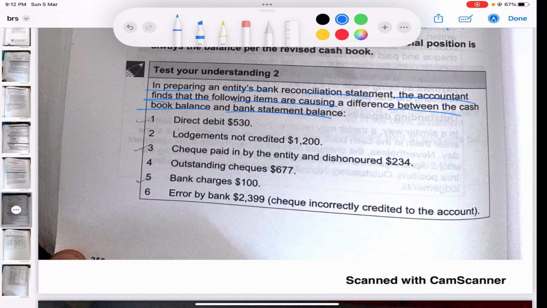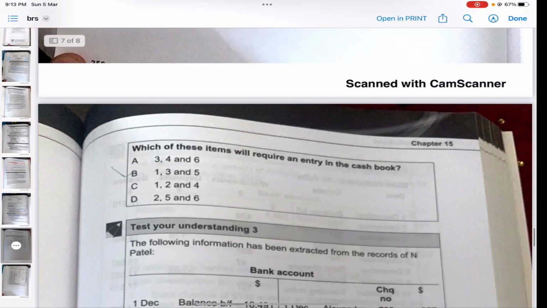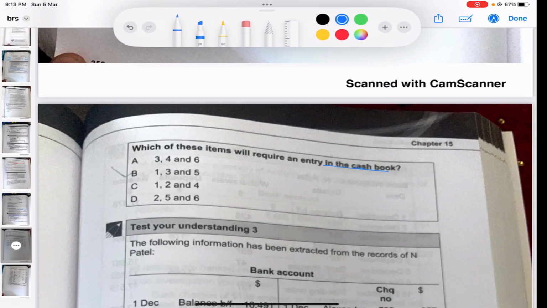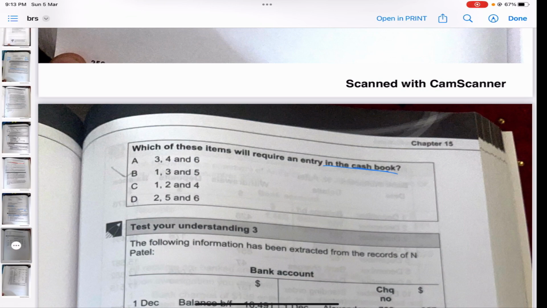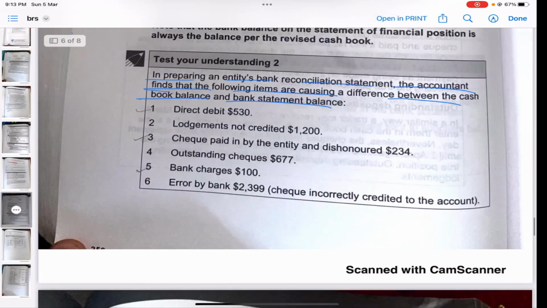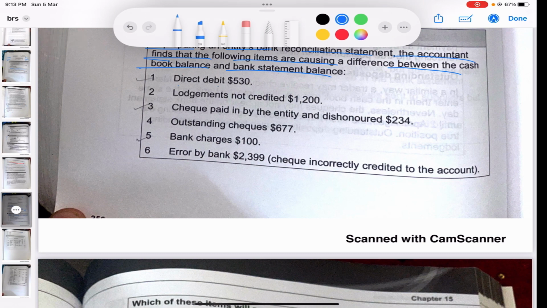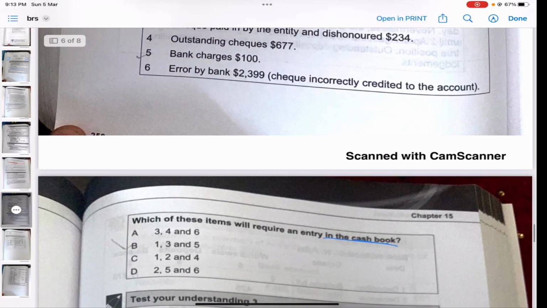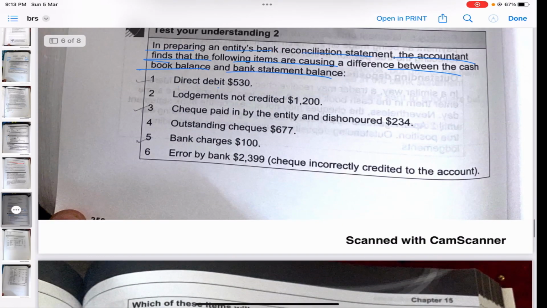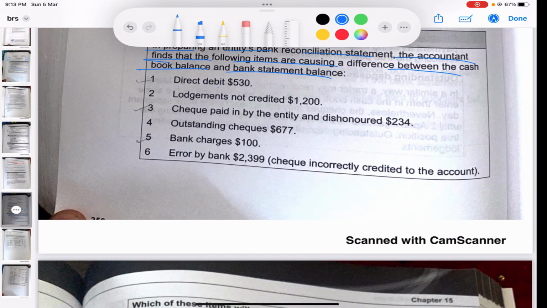So what are we supposed to do right now? What's in the question? Which of these will require entry in the cash book? So when does something have an entry in the cash book? If it is my fault, then there is an edit in the cash book, right? Direct debit 530. Is it going to come in my cash book? Yes. Why? Because it is my duty. Even though it was a direct debit, I have to download the bank statement and check it every day, and I should have edited. It is my fault.